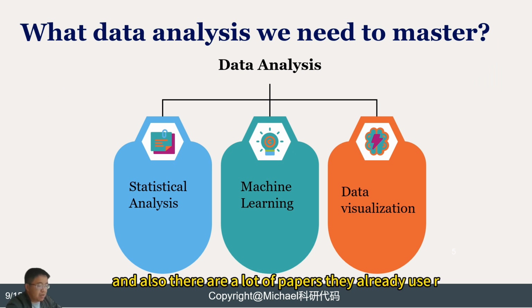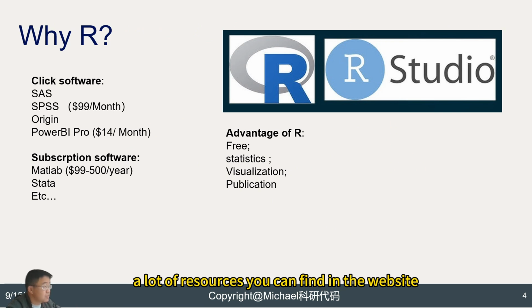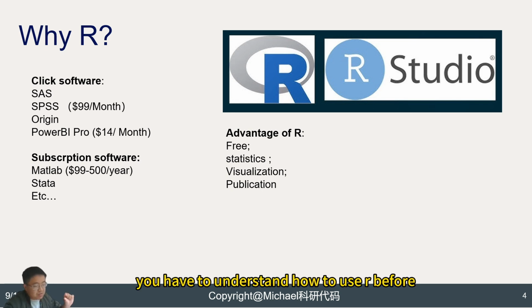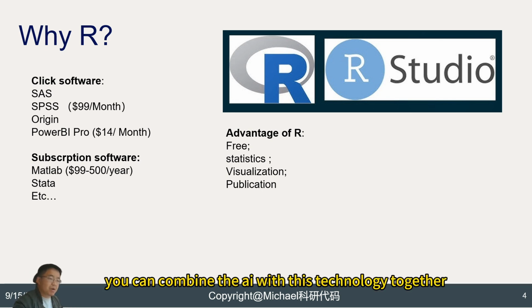Also, there are a lot of papers that already use R, and a lot of resources you can find on websites. You can even use AI, which is so popular now. But of course, you have to understand how to use R before you can use AI and R together. So the objective of this course is to help you first understand R, RStudio, and R scripts, and then make sure you can combine AI with this technology.